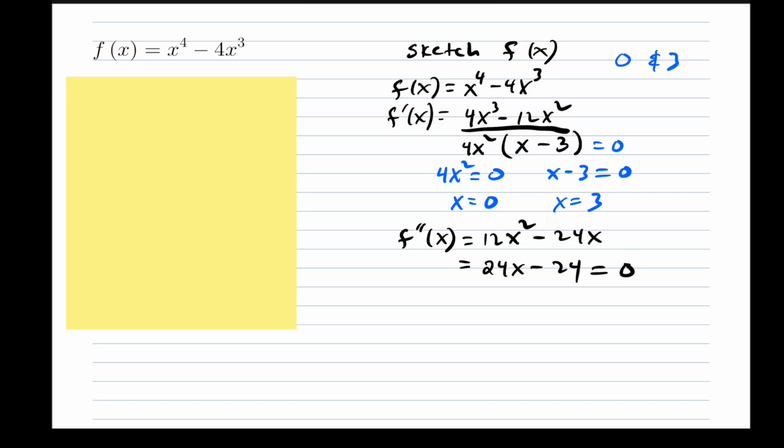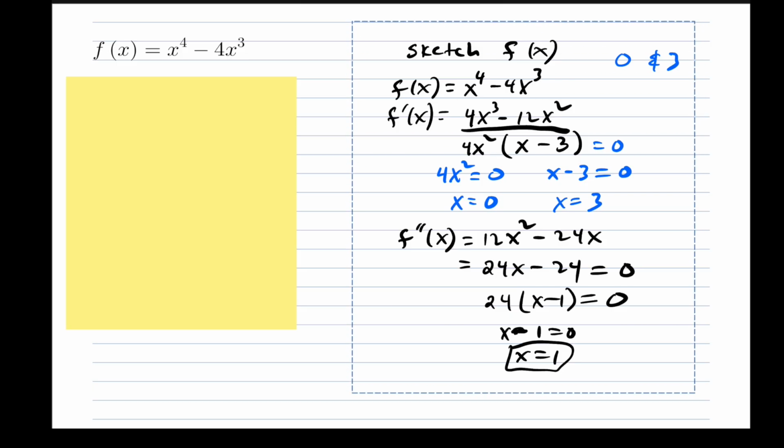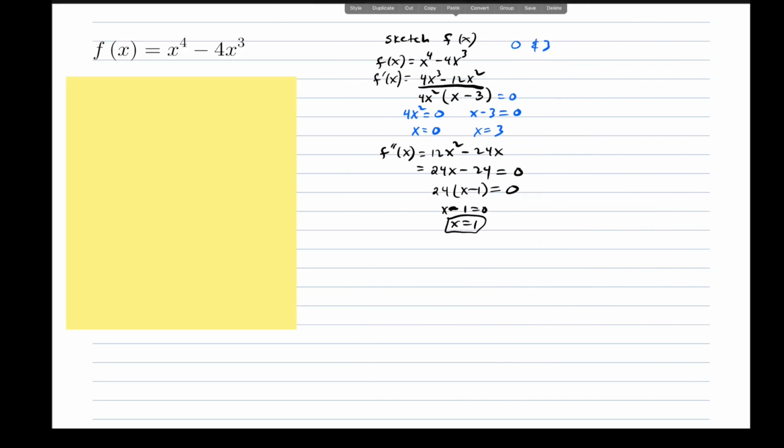So when I solve this, I can factor out a 24, and then I have left inside x minus 1. That's equal to 0. So x minus 1 equals 0, so therefore x equals 1. So that's going to be the relevant point for the second derivative. Now that you have this, let me just shrink this down a little bit so that I can draw the grid.